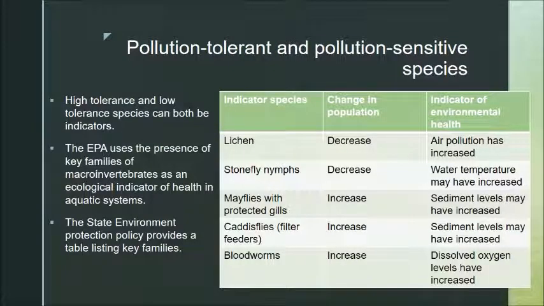So you can use both highly tolerant and low tolerant species, as I kind of talked about with the ibis a little bit. The EPA has a key of families of macroinvertebrates that they use, and some of them are tolerant, some of them are intolerant. And here's just a few, I guess, indicator species and what they tell us. So if we have an increase in population of bloodworms, then we're going to have more dissolved oxygen levels.